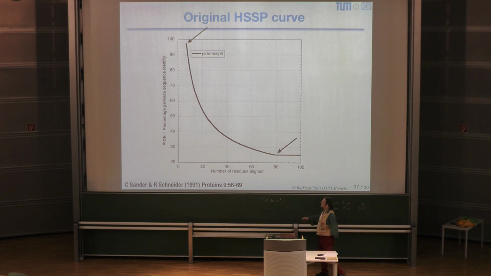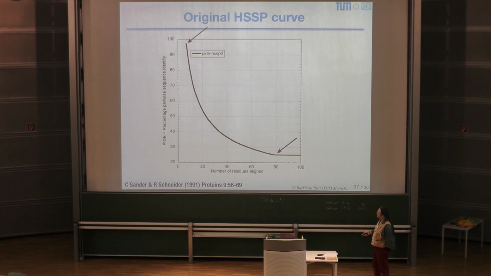I should have had the faces here. That was initially published by Chrysander and Reinhard Schneider. What I show here is number of residues aligned, percentage sequence identity from 20 to 100. Essentially, you see they postulated this curve here, and the curve is such that the pairs that have similar structure are above there. Or put it differently, above you do not find pairs of proteins that do not have a similar structure.